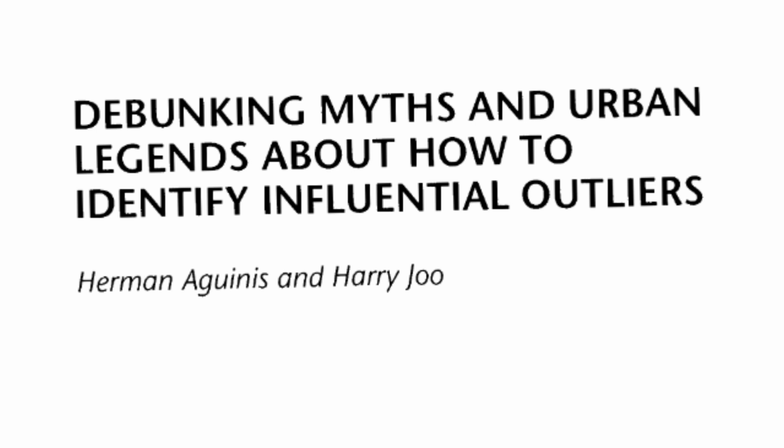Hey everyone, welcome back. Today we're doing a deep dive on something super interesting, influential outliers. Those data points that can really mess with a study's results. We're looking at this paper by Herman Guinness and Harry Joe. Guinness rhymes with beer, by the way. It's really fascinating stuff. These data points can really throw a wrench in things, even for experienced researchers. It's tricky.